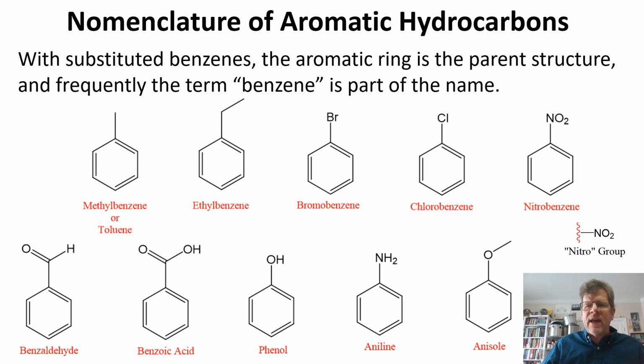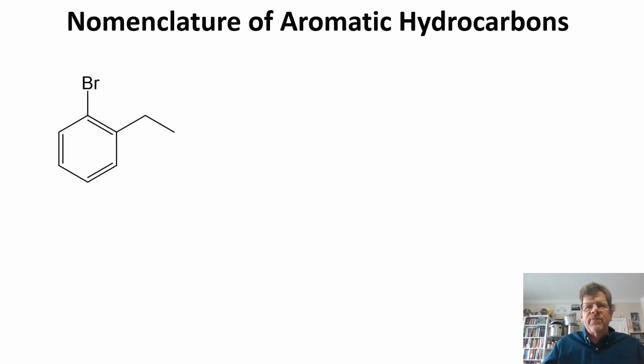So let's look at some examples of where we could use some of these parent groups, naming structures which have other functionality attached to the aromatic ring. Okay, so here is a structure. It's clearly an aromatic ring. We have a couple of substituents on it. We've seen an example of that before, but our task right now is to determine what is the parent structure.